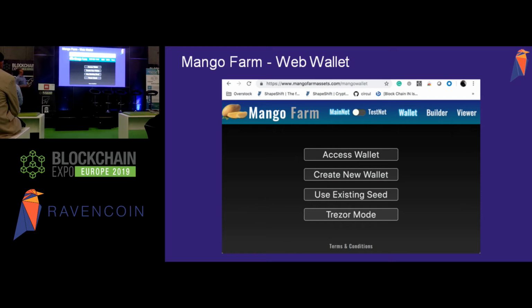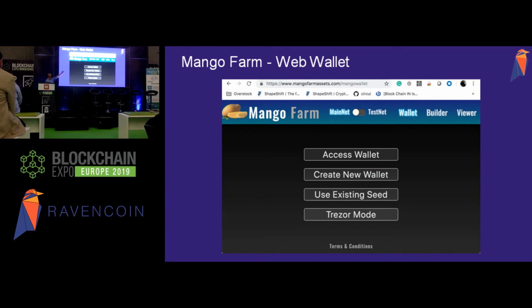So Mango Farm Wallet supports both our mainnet and our testnet. It also supports assets, so the ability to transfer these tokens that you created on your own. It also, this is a fairly new feature, has Trezor mode, which allows you to use a hardware wallet. How many are familiar with Trezor? Okay, again, about half. So Trezor is a little hardware device that stores your private key. And so it doesn't really ever go onto your computer.